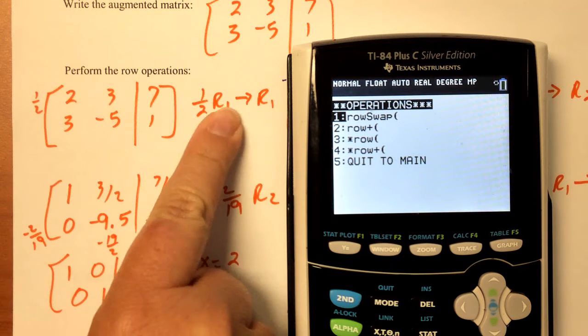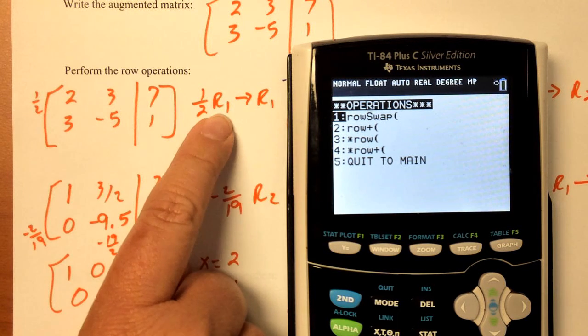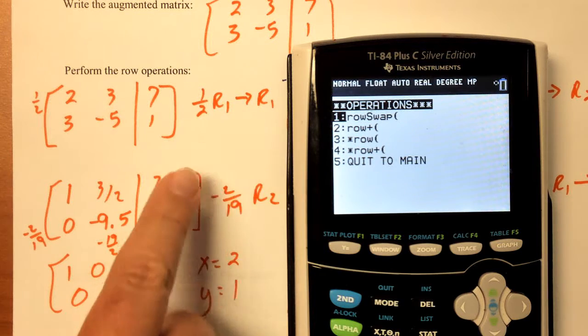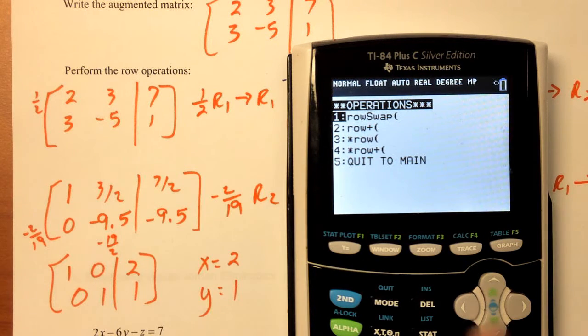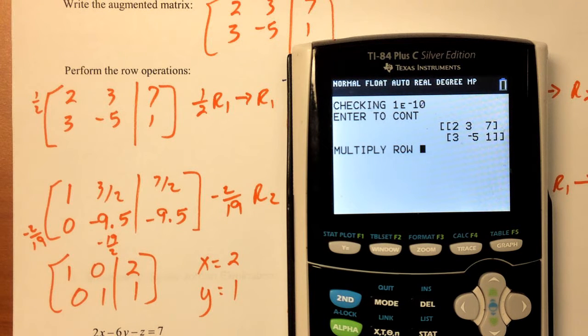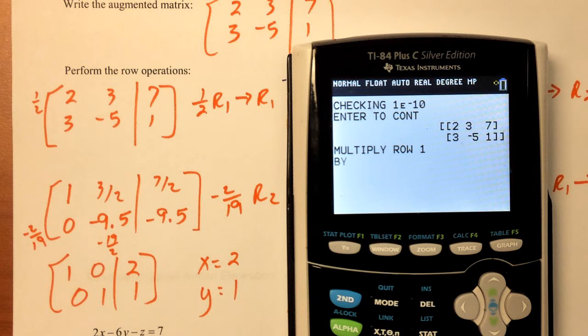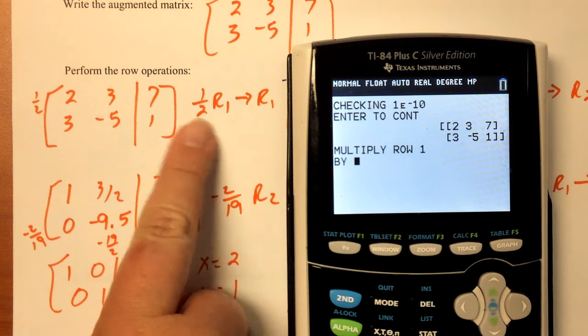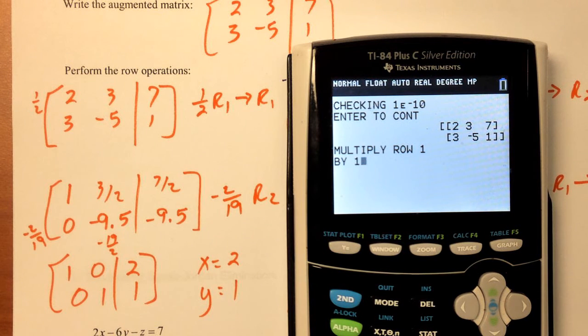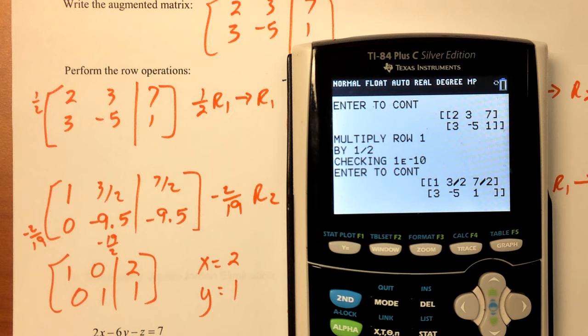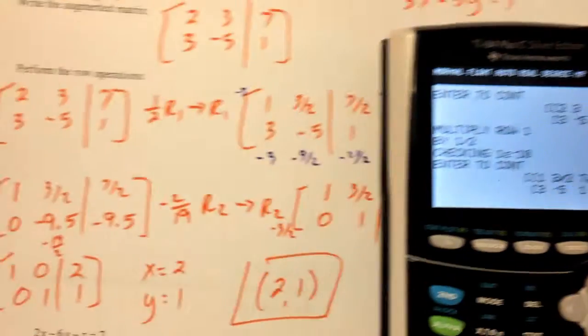So I write down the row operation I'm going to perform. I'm going to multiply row 1 by 1/2 and stick it in row 1. So which operation is just multiplying? That's option 3, just to multiply a row. So I'll pick option 3, and it's going to ask, you want to multiply row what? I wanted to multiply row 1, so I say 1 and press enter. By what number? I wanted to multiply by 1/2, so I can type 1/2 or type 0.5. And it says, here's your new matrix.